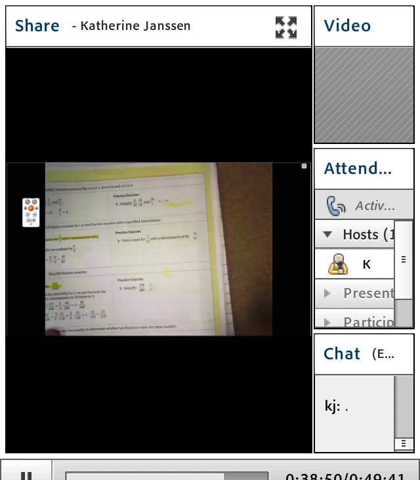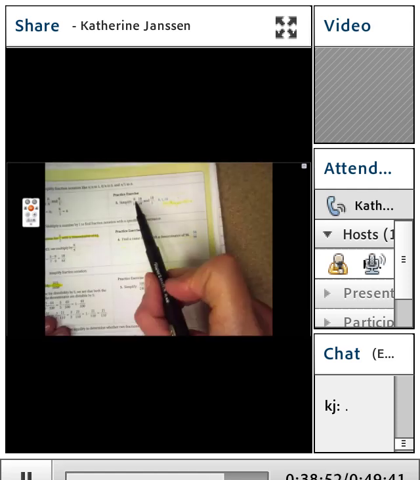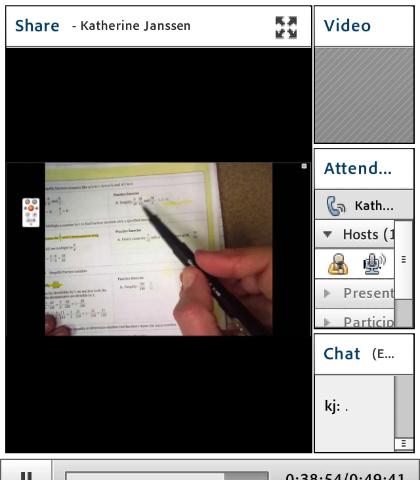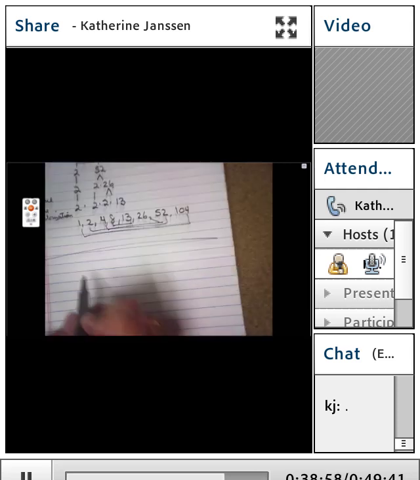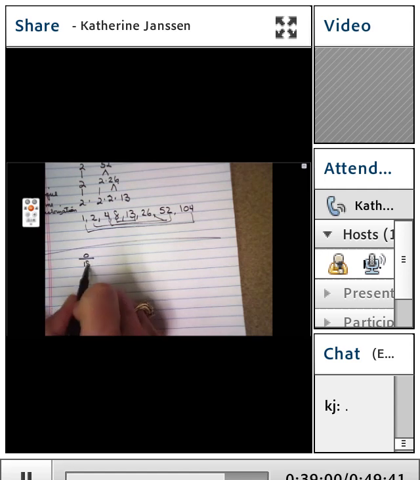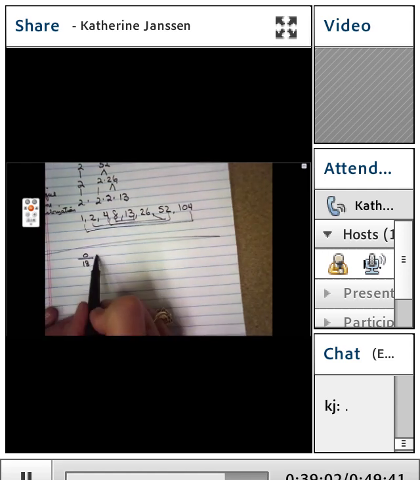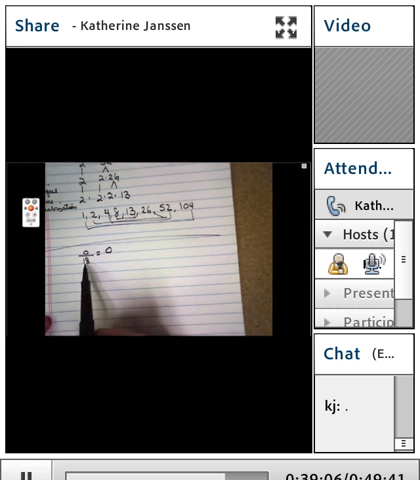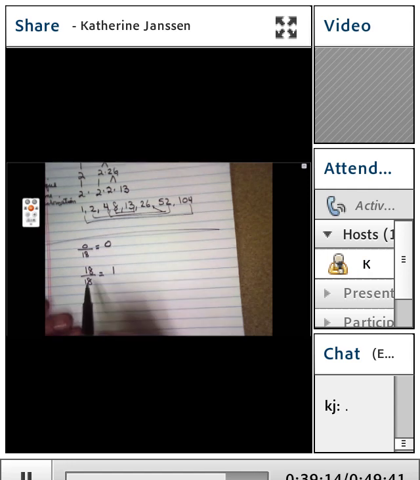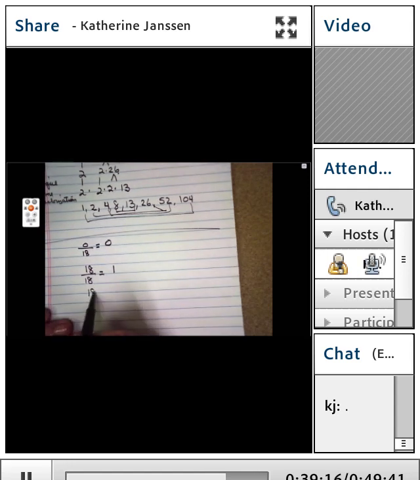Next, we're asked to simplify 0 over 18, 18 over 18, and 18 over 1. 0 over any number other than 0 is 0. 18 over 18 is another name for 1. 18 over 1 is another name for 18.